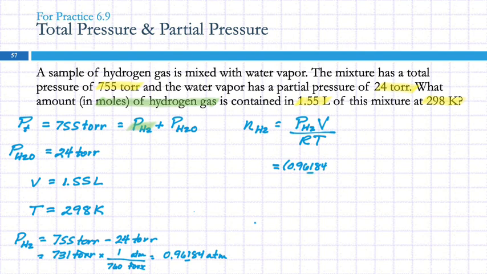0.96184 atmospheres times the volume divided by R. It's the ideal gas constant, 0.08206 liter atmospheres per mole Kelvin, times the temperature, which is 298 Kelvin.